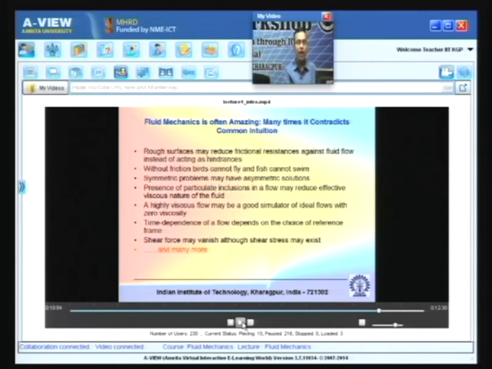So, fluid mechanics is often amazing because many times it contradicts common intuitions. I will talk about some important features, without going into the details because of lack of time, but certain issues. Rough surfaces may reduce frictional resistance against fluid flow instead of acting as hindrances. Without friction, birds cannot fly and fish cannot swim.